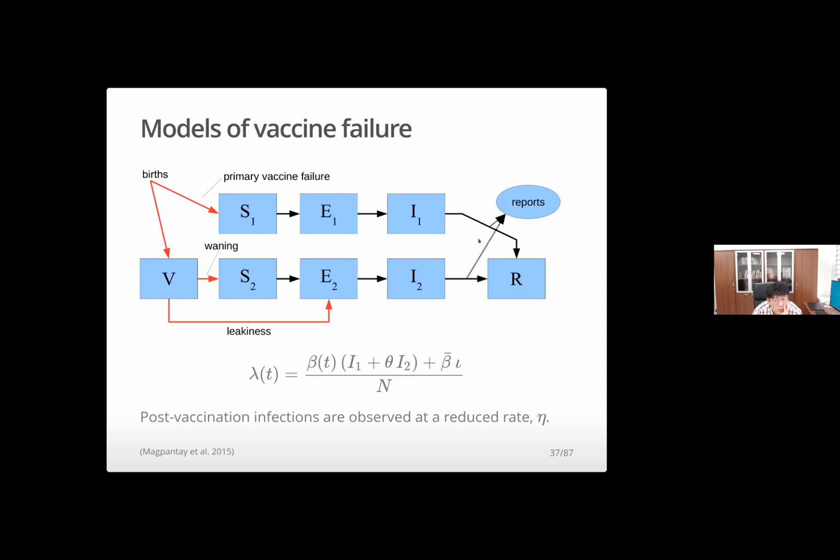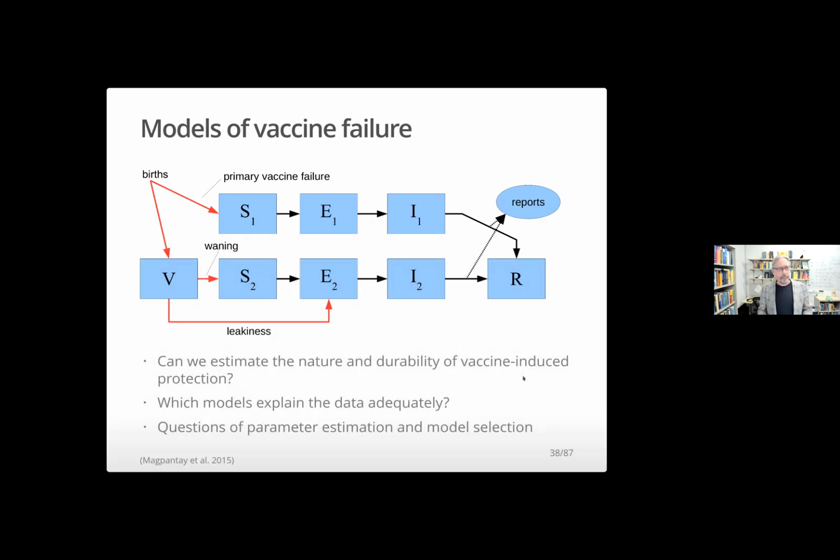And moreover, the data come in the form of case reports. Some of those are in post-vaccinated individuals, and some of them are in naive individuals. But it's not clear how observable the post-vaccination infections are. So we assume that post-vaccination infections are observed at some reduced rate, where eta is the reduction in the rate of reporting.